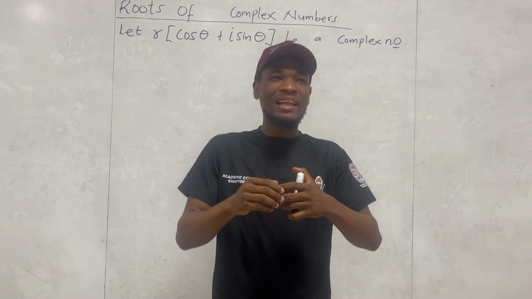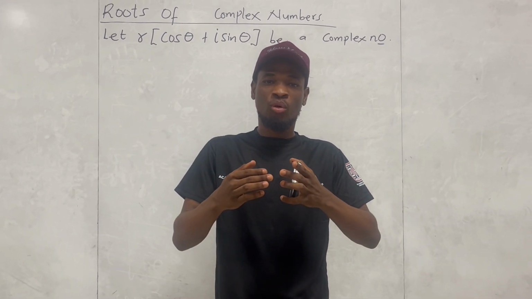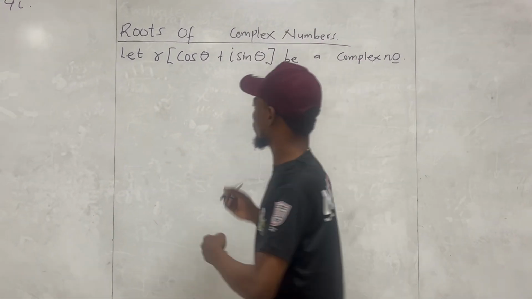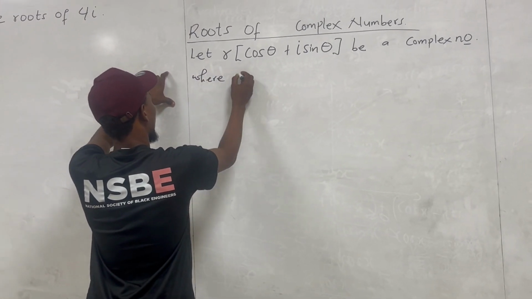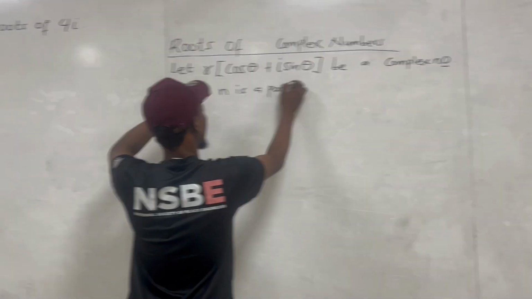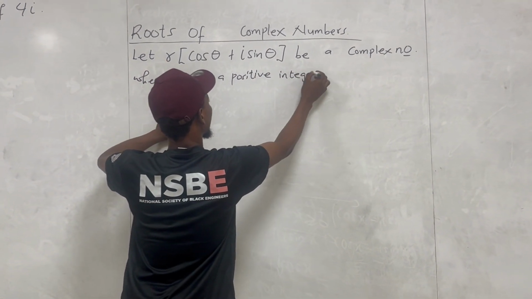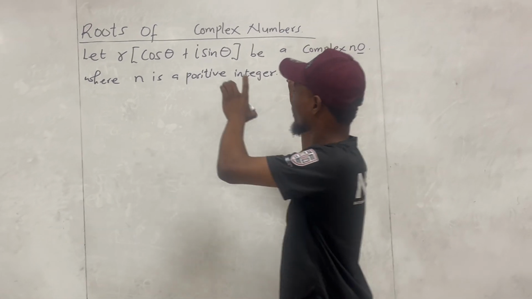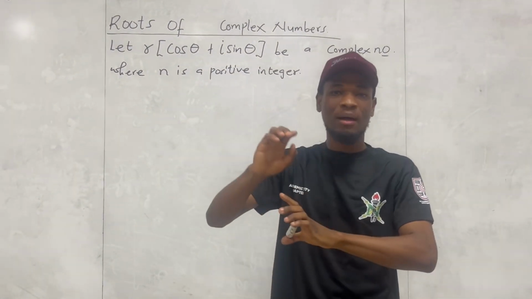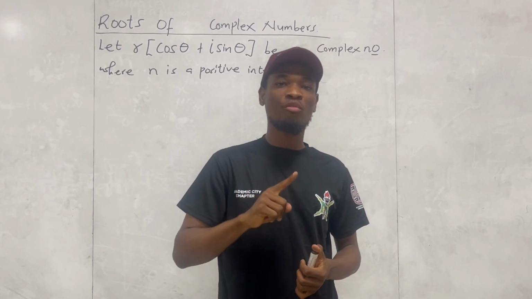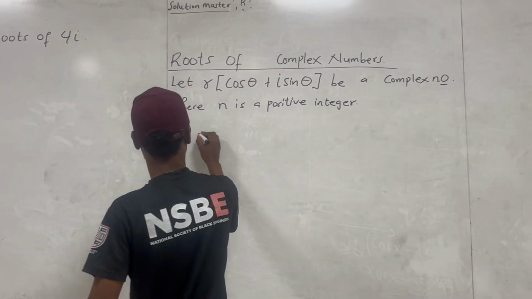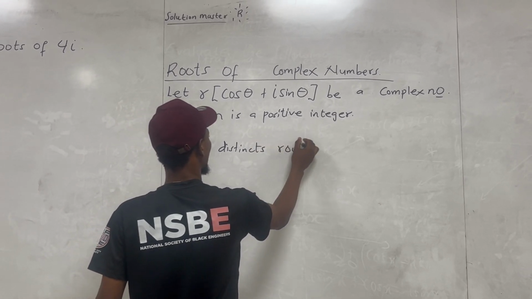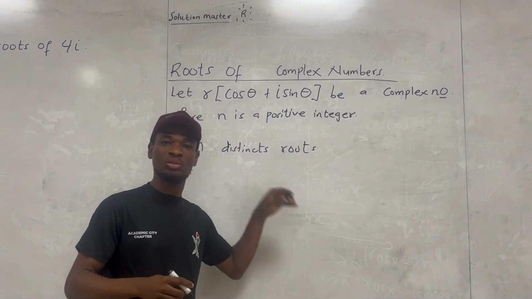Now let n be a positive integer. As a result of that, the complex number z will also have n distinct roots, n different roots. So we have the square root, cube root, fourth root, and what have you.